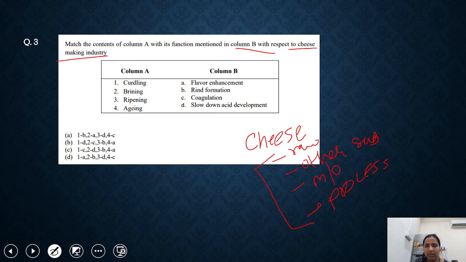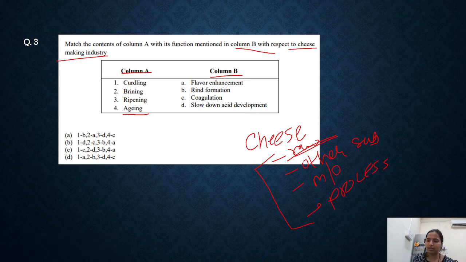They have given the names of some processes in column A, and then you have to tell the function, why these processes are used. The first one they have given is curdling, second is brewing, third is ripening, and fourth is aging. They have given all the processes in sequence, meaning initially when you take the raw material, milk, curdling occurs, then brewing, then ripening, and after all, aging is processed. So why are they used? They are asking this.